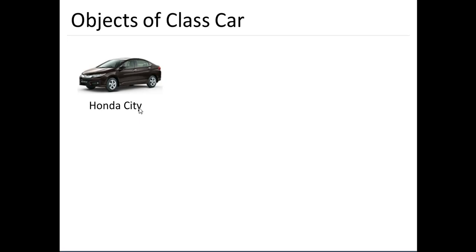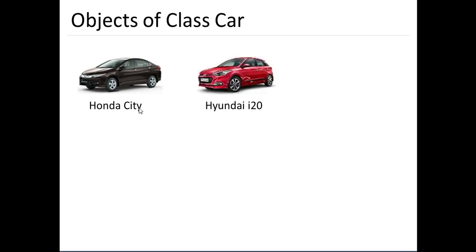Now I want to create another car. So I can create another car like Hyundai i20. I can create another car with this. I am only using the class car, so the mechanism is the same. How I am creating this particular car, the mechanism is the same. But every time there are certain different things which are getting associated with it.